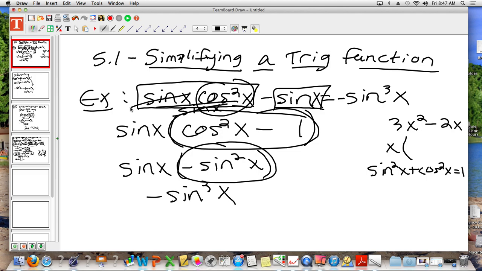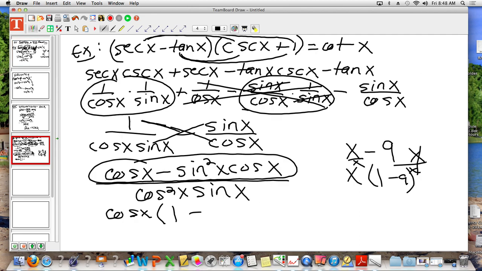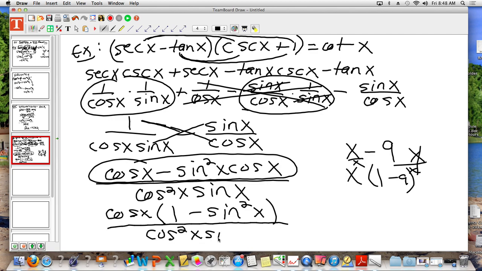Is this because it's minus, not prime? There's a minus here. And then I divided sine x out. When those cancel, it leaves me with just 1. So here, I'm taking out a cosine. It leaves me with a 1, and then a minus, and then we have a sine squared of x, divided by the cosine squared of x, sine of x.